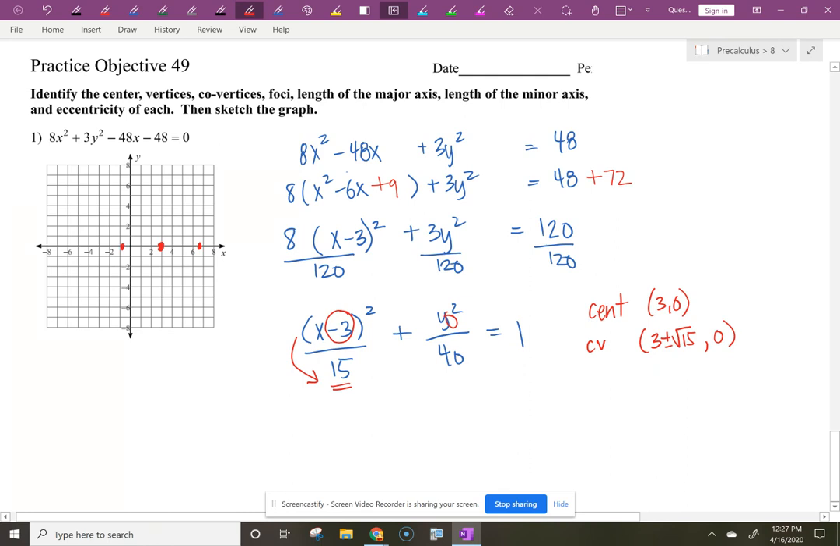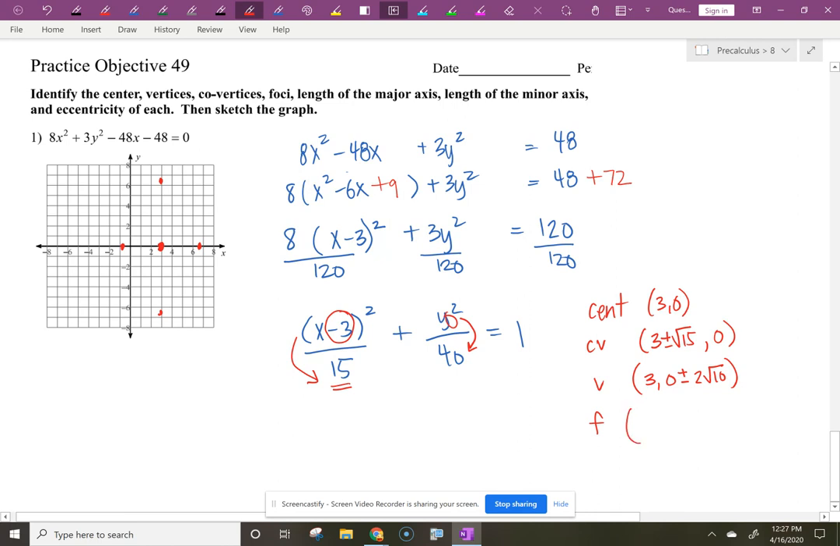Now our vertices. Now, how did I know those were covertices? Because 15 is smaller than 40. So the vertices are in the y direction. That's the bigger number. And they are square root of 40, right? Which is, if you want to be proper, 2 root 10. So I would take the center and I would add and subtract to the y value 2 root 10, right? Now, what is root 40? That's a little more than 6. So I'm going to go up 6, 2, 4, 6, a little more. Go down 6, a little more. Boom. There's your vertices.